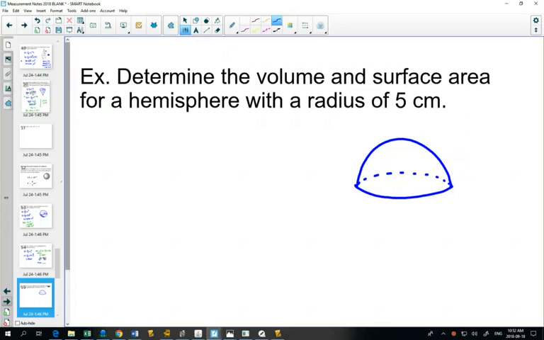You can add the fancy shading if you want to. I don't know if the shading works on that one. Use the crayon to shade it. So we have a hemisphere with a radius of 5. We want to find the volume, but we don't have a volume formula for a hemisphere. What are we going to do?